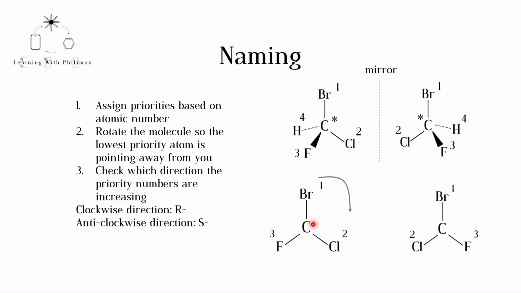If the priorities increase in a clockwise direction, the optical isomer is designated an R, coming from the Latin word rectus, which means right. This isomer is called R-bromochlorofluoromethane. If the priorities increase in an anti-clockwise direction, the optical isomer is designated an S, coming from the Latin word sinister, which means left. This isomer is called S-bromochlorofluoromethane. Now let's take a look at which physical property this different spatial arrangement affects.